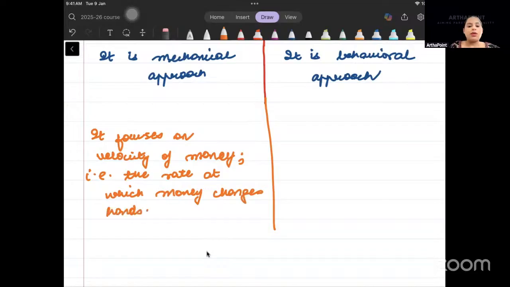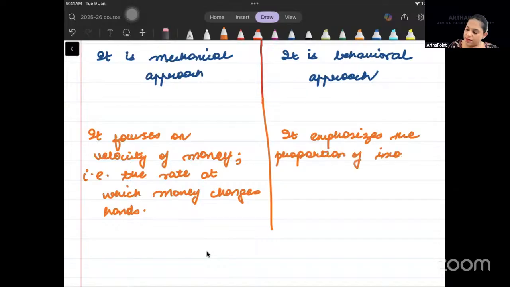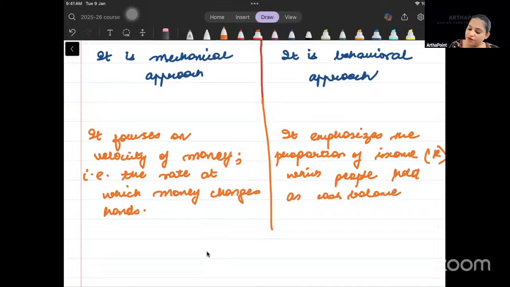When we talk about cash balance approach, it emphasizes the proportion of income, that means it emphasizes on K, which people want to hold as cash balance. So here the focus is on V, and here the focus is on K. That is also another thing, right?